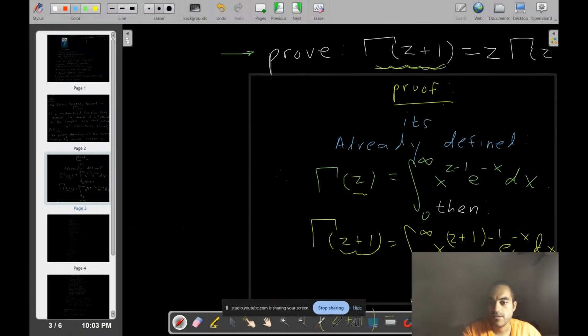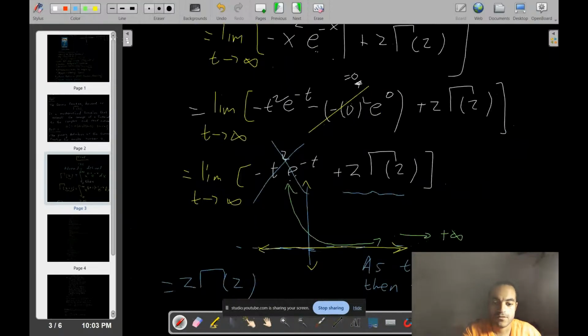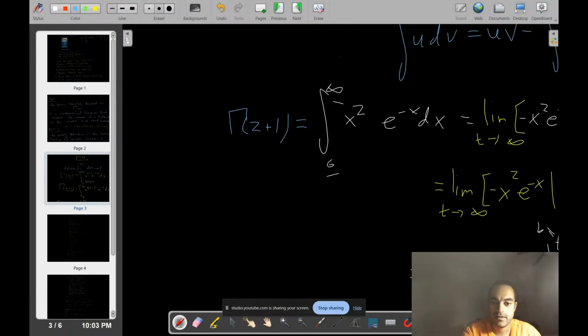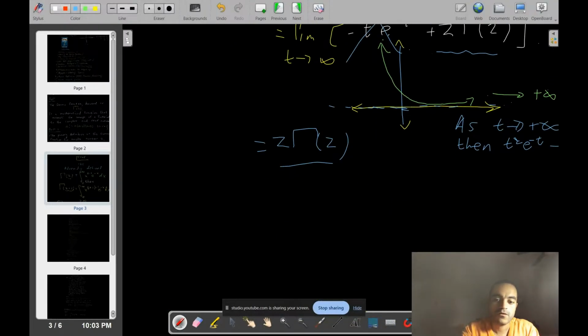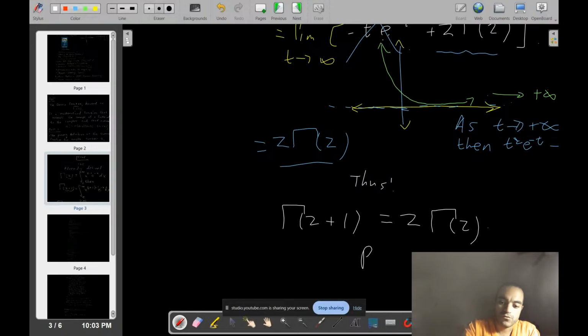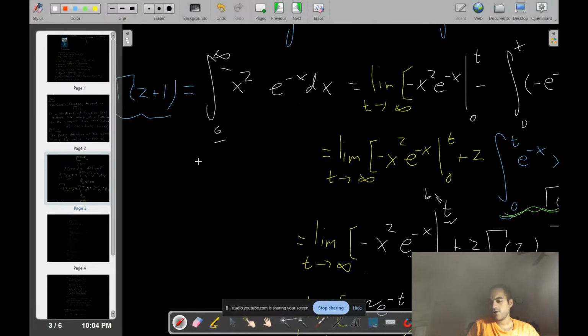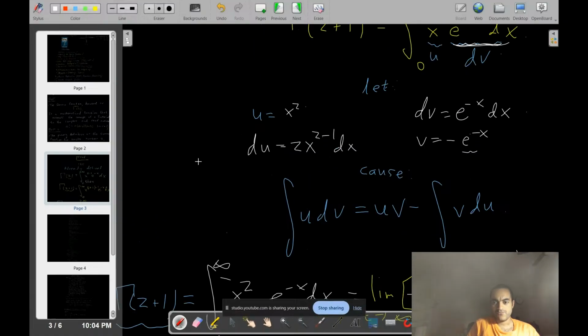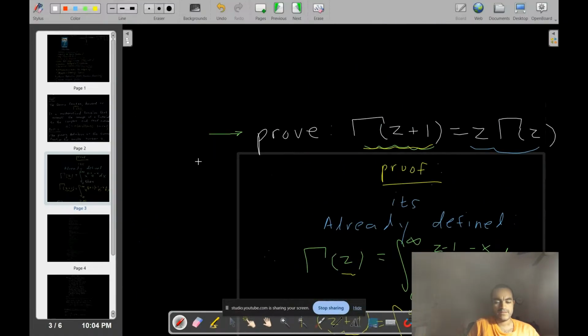We want to verify that gamma of z plus 1 is equal to z gamma of z, and we just did, right? The right-hand side is z gamma of z. The left-hand side is gamma of z plus 1. So therefore, thus gamma of z plus 1 is equal to z times the gamma of z. And we've proven it. Any questions? Okay, so that's how we verified that part right there. We verified one of the gamma identities.